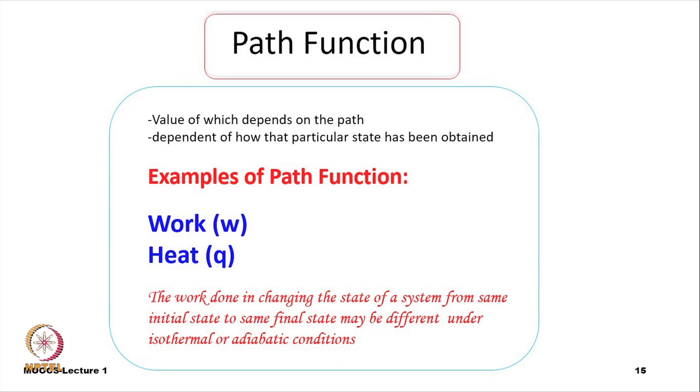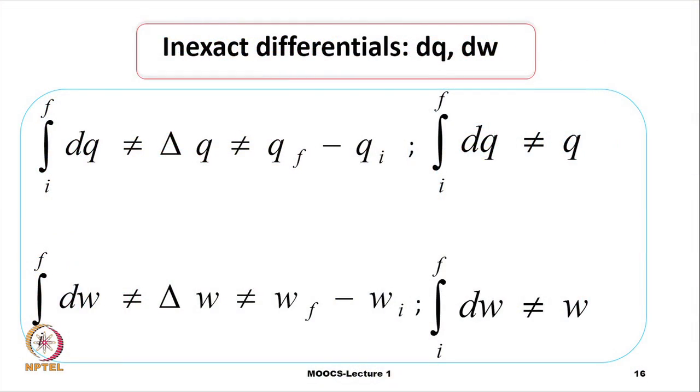There are some other properties which are path functions, and the examples of path functions are work and heat, because the value of the work depends on the path chosen. The value of the heat depends on the path chosen. The work done in changing the state of the system from the same initial state to the same final state may be different under different isothermal or adiabatic conditions. For path functions, their derivatives are inexact differentials. You cannot use delta for a path function. Delta q is not equal to q final minus q initial.